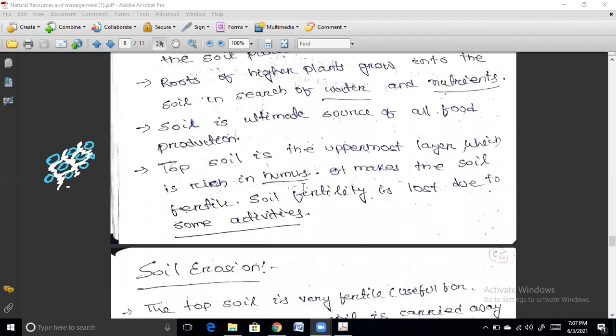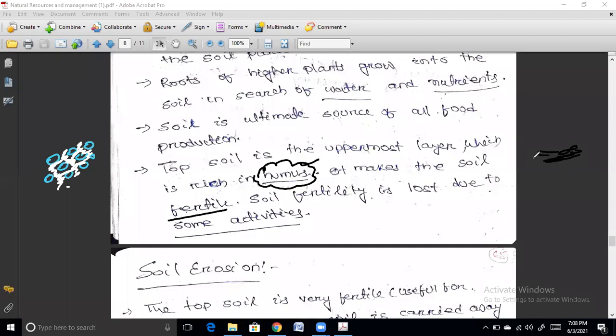And topsoil is the uppermost layer, which is rich in humus. What is humus? The organic and inorganic substances that are available on which plants depend, and it makes the soil fertile. If dead organic parts of plants fall, or living organisms die, they fall onto the soil and are degraded by the decomposition process. Bacteria and fungi present in the topsoil convert this dead organic material into inorganic material, and that inorganic material will be available for the plants.